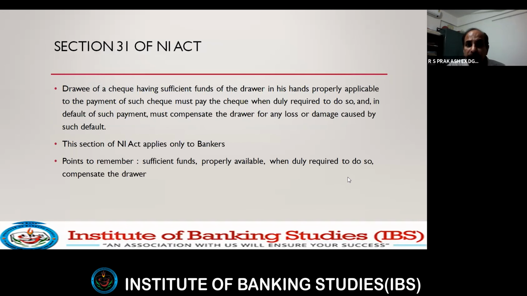Now we'll go to section 31. See, mostly what we require is theoretical knowledge about the most important sections in the Negotiable Instruments Act. It's an exhaustive act and almost 145 sections are there, amongst which a few are very, very important. Like I told you about the definition of the negotiable instruments, sections 4, 5, 6.